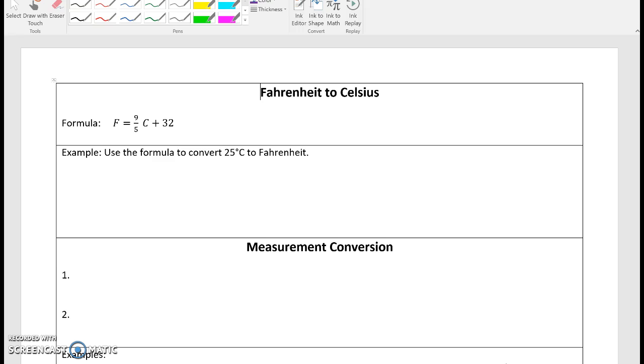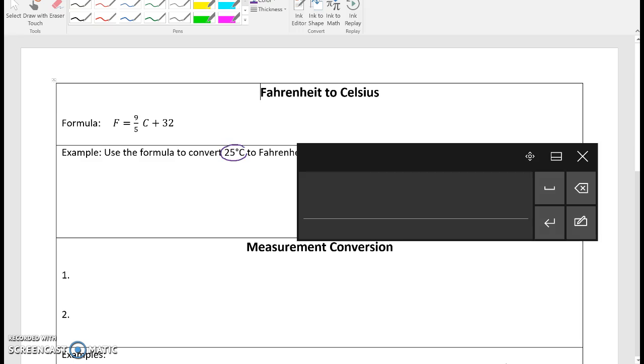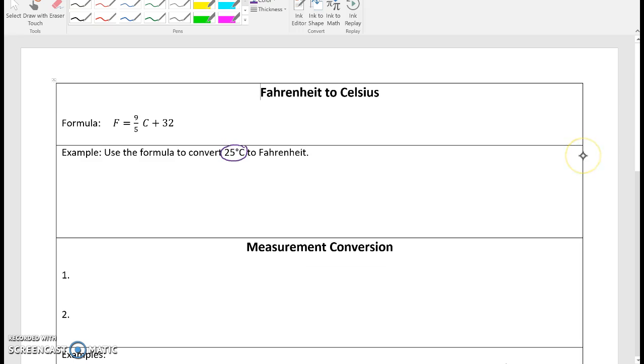So let's do this first example together. It says use the formula to convert 25 degrees Celsius to Fahrenheit. So you're always going to be given the Celsius, and all you're going to do is plug it in for C. Okay, so there's two ways to go about solving this problem. Okay, so I'm going to write it with the Celsius in there.